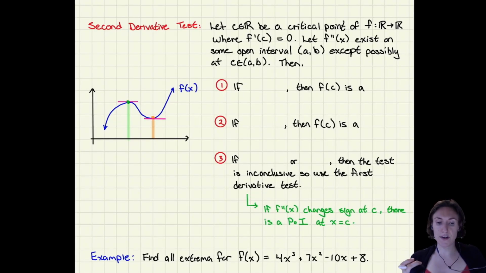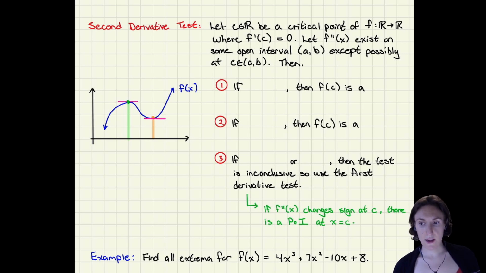And sometimes it's very difficult with the first derivative test, and some people just prefer it. So the second derivative test tells us that if we have some critical point, specifically where f prime of c is equal to 0, and the second derivative exists on some interval, except possibly at that critical point, then we have the following.